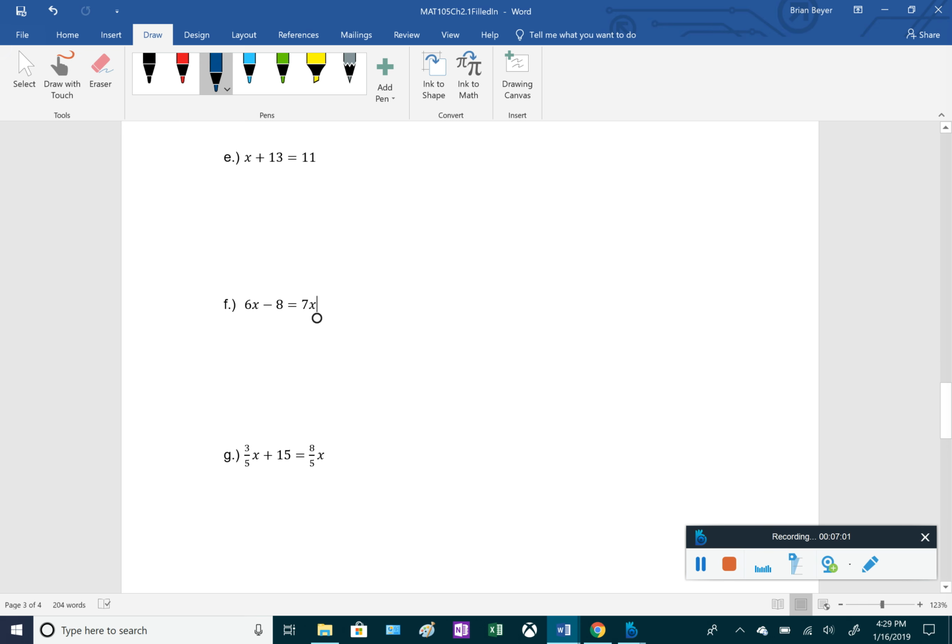So for E, we have x plus 13 equals 11. So in order to solve for x, to get rid of that plus 13, we have to do minus 13. So it cancels over there. 13 minus 13 equals 0. So we get x equals 11 minus 13. So we get x equals negative 2.